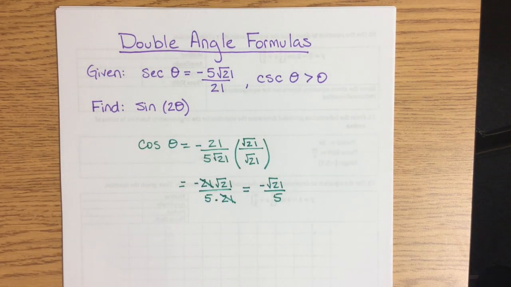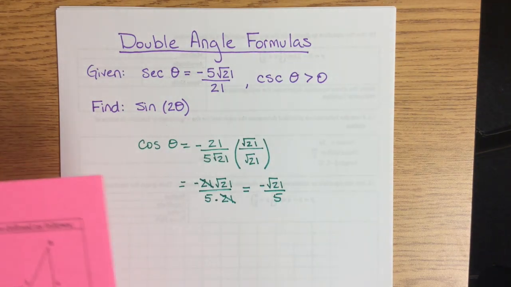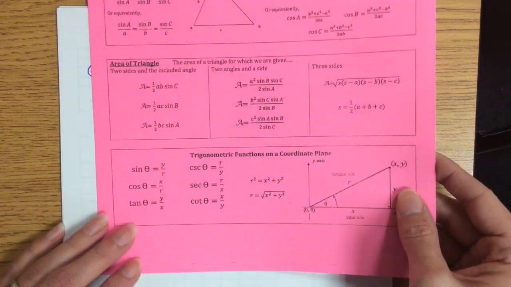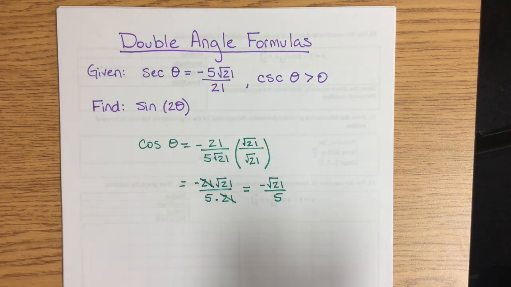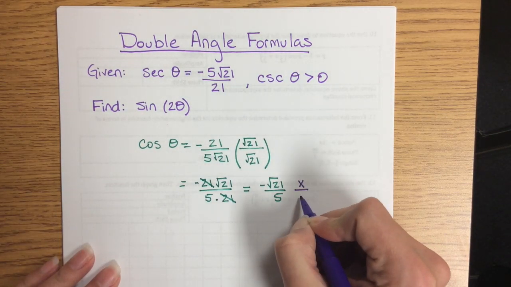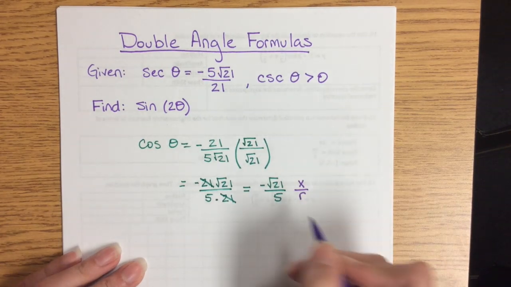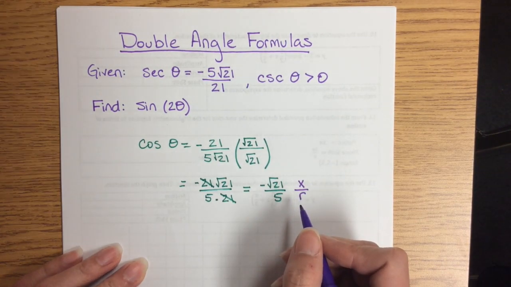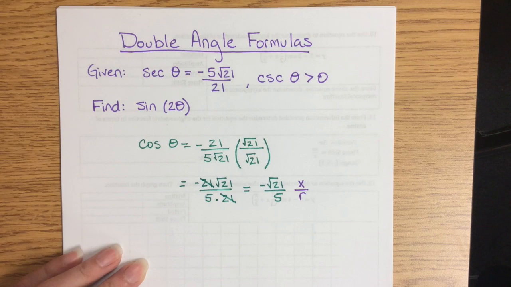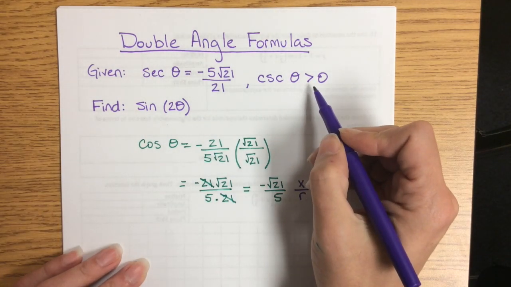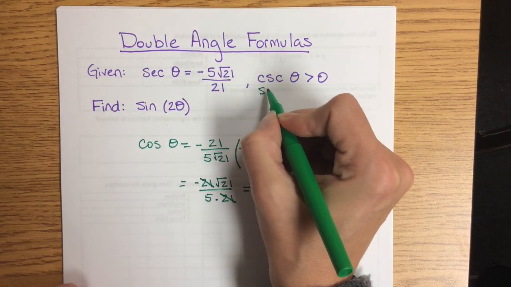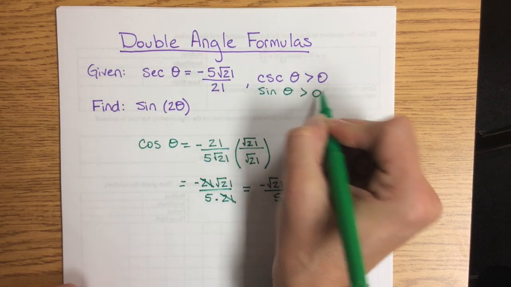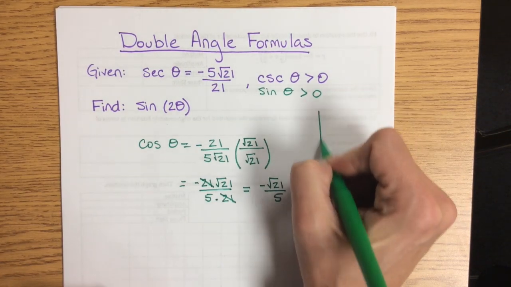Now, if you go back, and this is on your unit circle chart as well, we find that cosine is x over r. So we know that this is x and this is r. And we also know that x has to be negative because r is never negative. All right, this is also important. This is telling us that cosecant, or we can think of it as sine of theta, is greater than 0. And where does that happen?